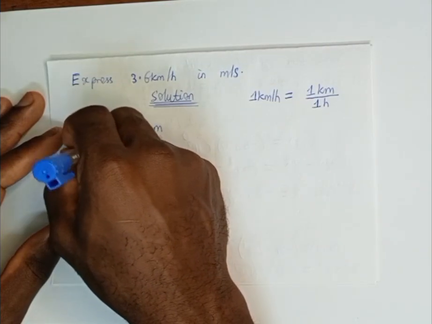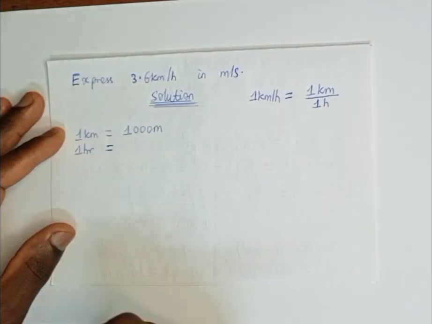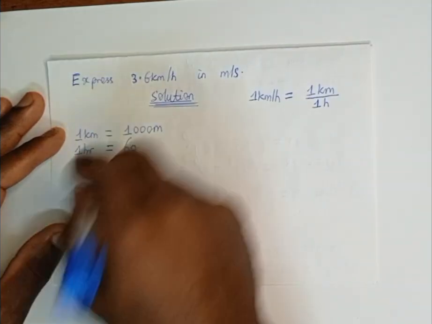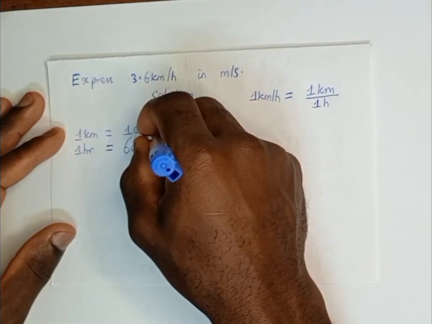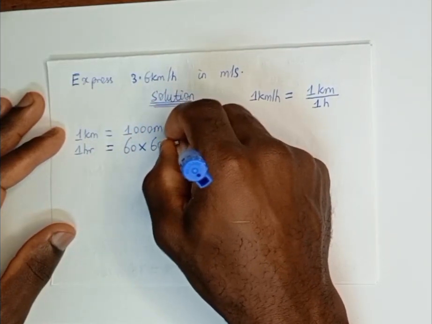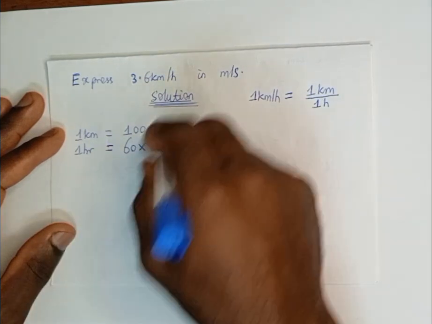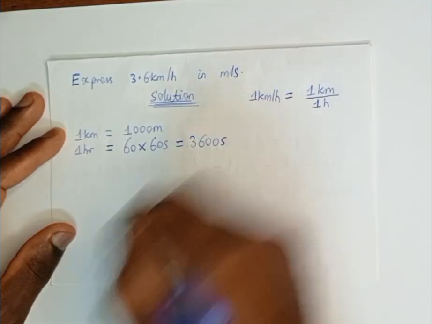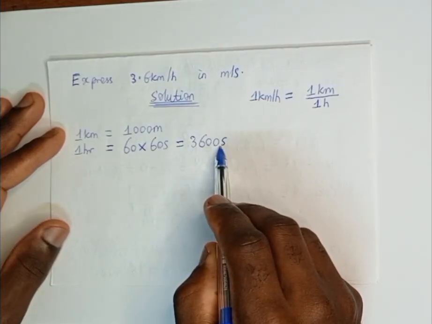Next, we have to express 1 hour in seconds. We know that 60 minutes make 1 hour. We take 60 for the 60 minutes, then multiply it by 60 seconds, since 60 seconds make 1 minute. This will simply be equal to 60 times 60, which gives us 3,600 seconds. That means 1 hour is simply equal to 3,600 seconds.